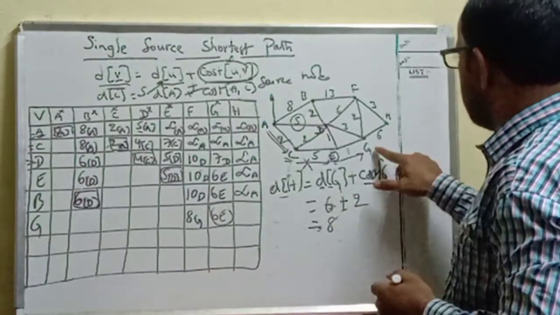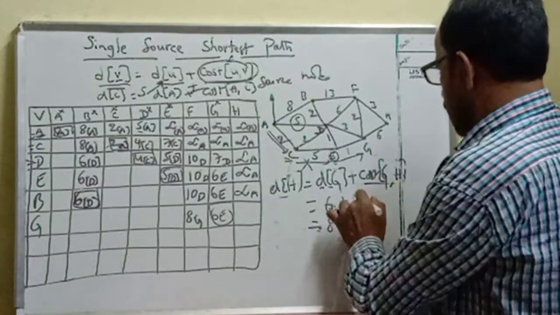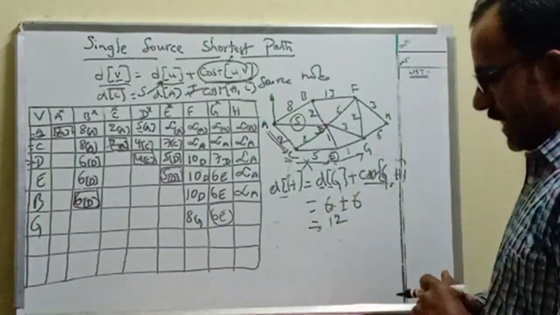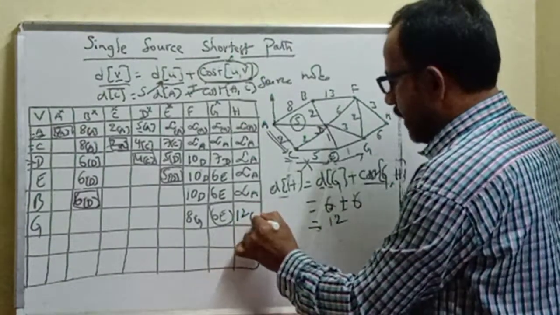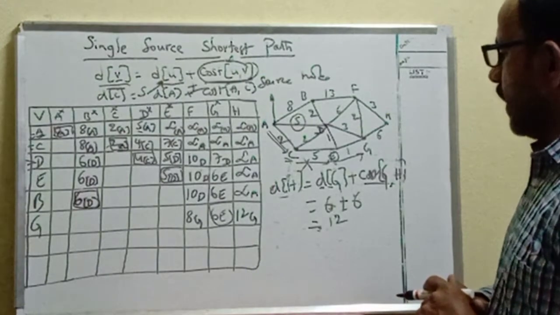What is the cost of G comma H? Yes, there is a direct edge between G and H. The cost is 6 units. Then take 12 here, the edge cost. But this 12 is obtained by considering the intermediate node as Z.